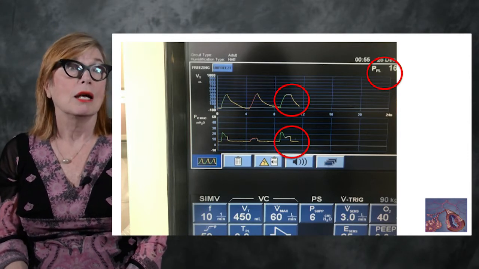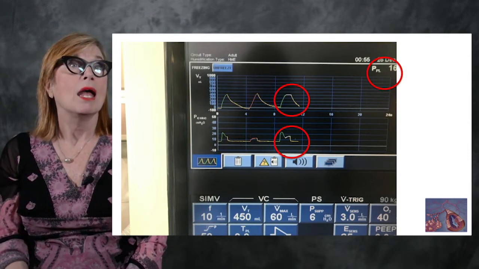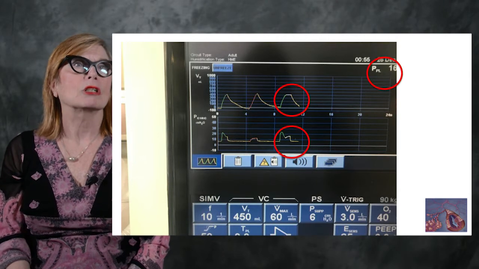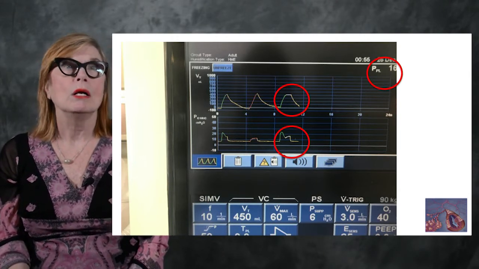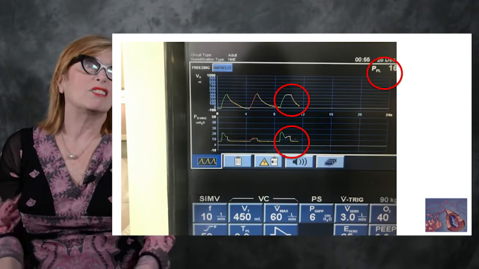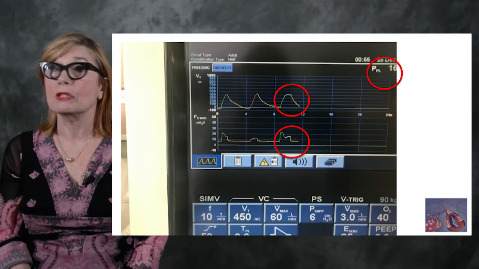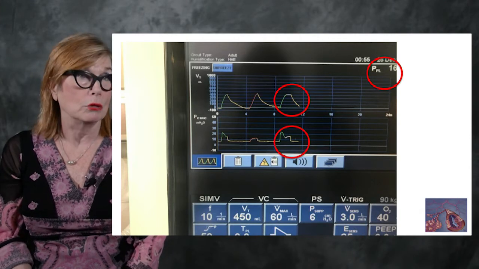Now this patient has a plateau pressure of 16, and his peak pressure is actually around 22 or so. So I wouldn't have even normally done a plateau. I only did that so I could take the picture so I could show it to you.